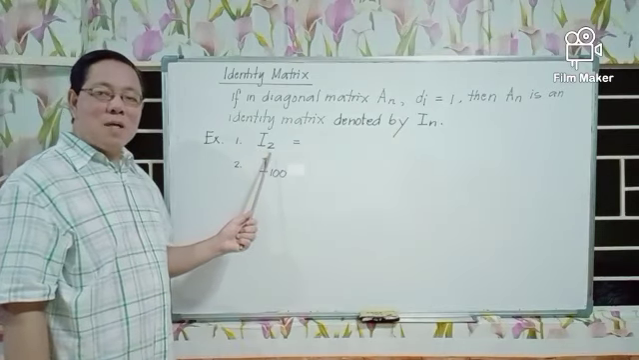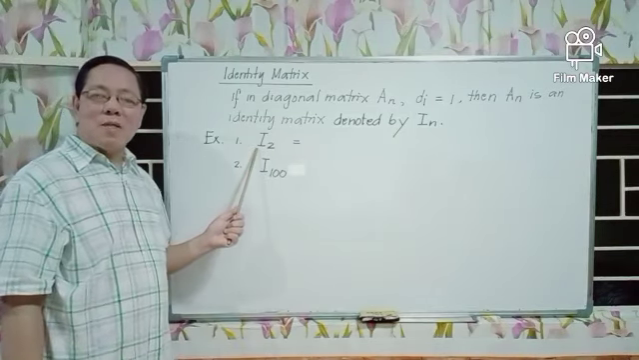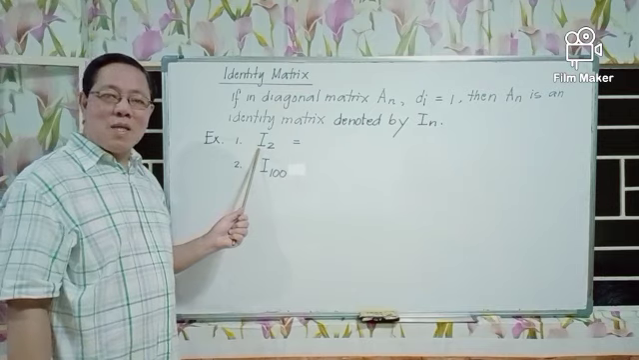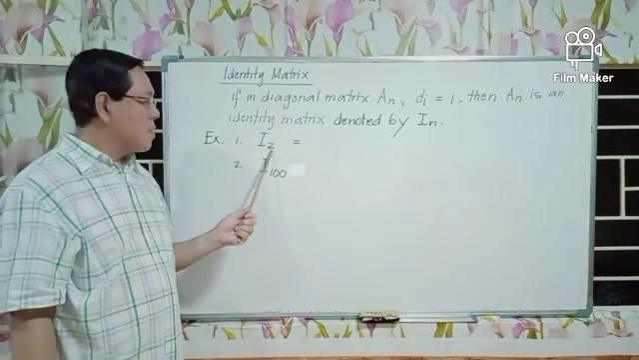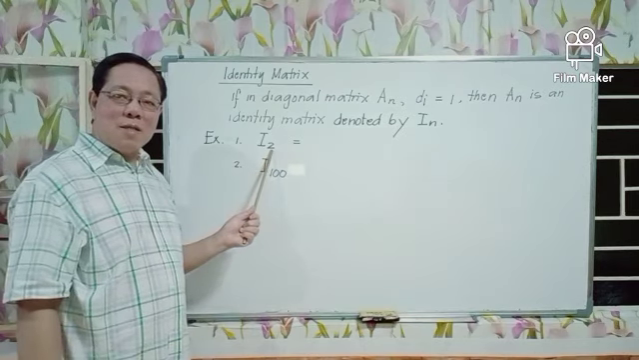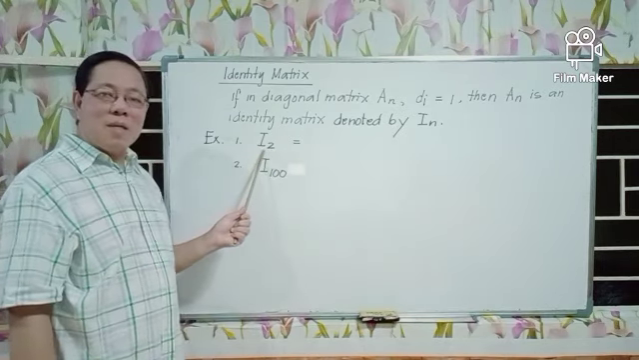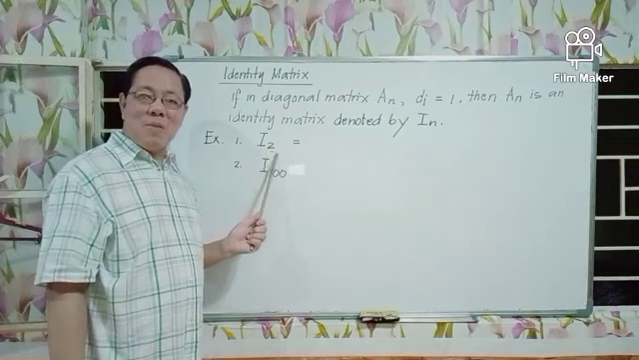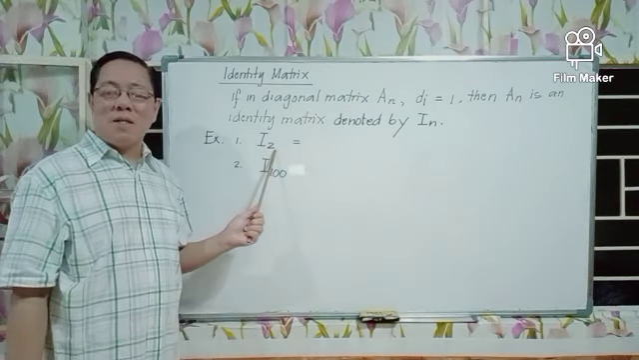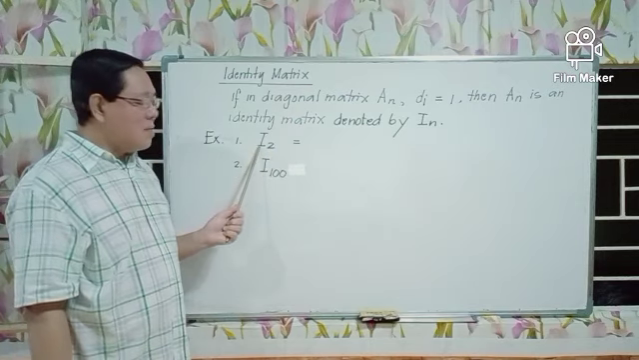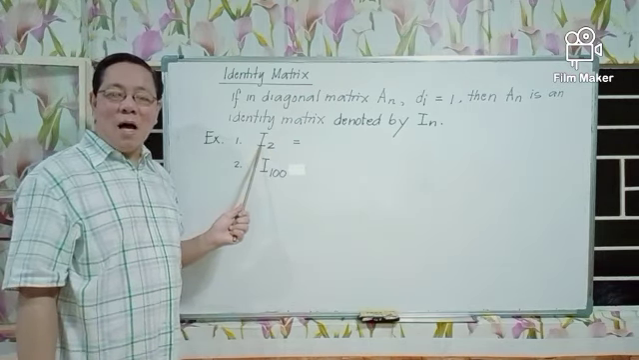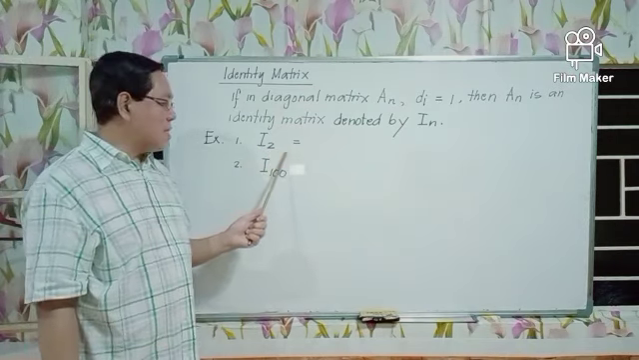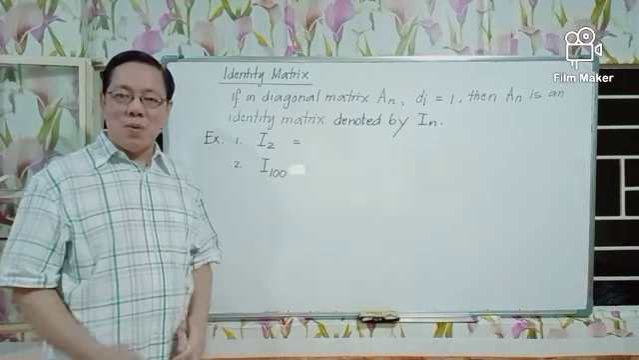Example, capital I with subscript 2 is an identity matrix of size 2 by 2, which means that I sub 2 here is a square matrix with 2 rows and 2 columns, and its non-diagonal entries are 0 because an identity matrix is a diagonal matrix, and an identity matrix is a square matrix. In this case, it's a square matrix of size 2 by 2, and the diagonal entries of the identity matrix I sub 2 are 1. With that information, we write the identity matrix I sub 2.